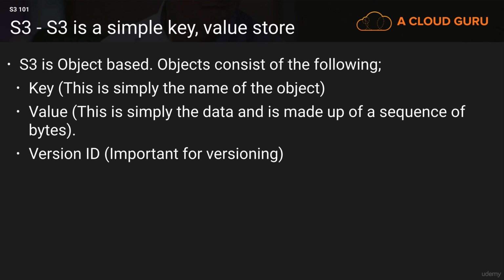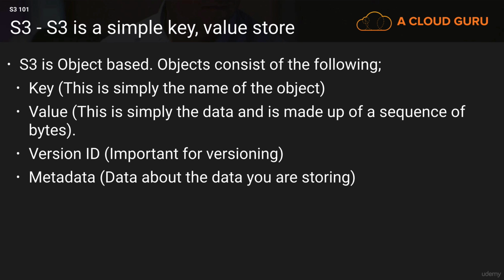We then have the version ID, so which version of the object is this? And we're going to have a lab on versioning coming up later on in this section of the course. And then we have metadata, and if you're new to IT, metadata sounds complicated, but metadata is literally data about data. So when was this file first created? That's metadata.